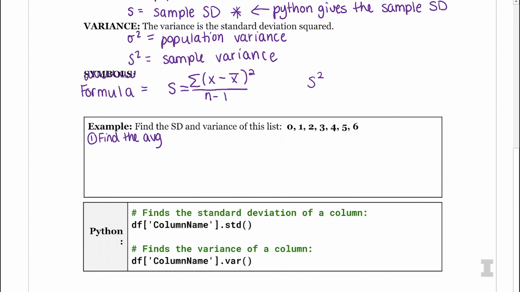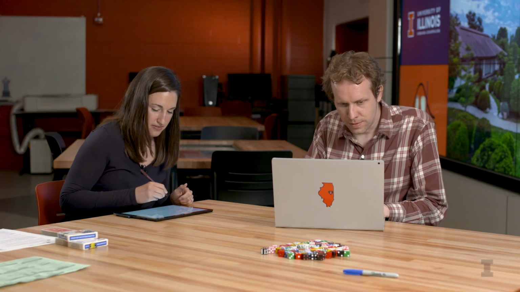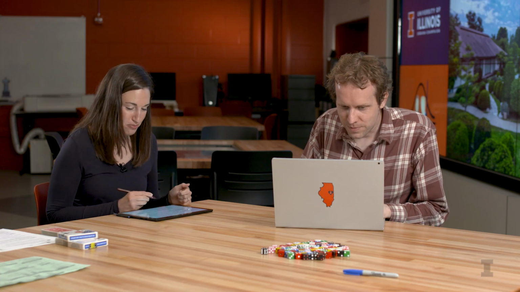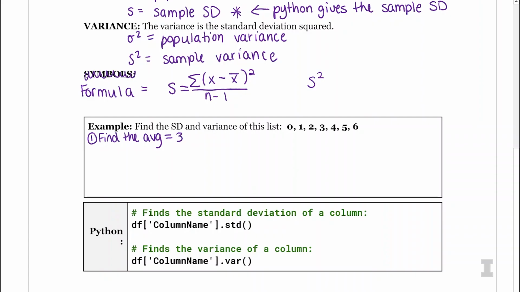So the average of this list of numbers, and our list of numbers, again, is just 0, 1, 2, 3, 4, 5, and 6. So Wade, what do we get as the average? So the average of 1 through 6 is going to be 3.5. That looks good. Including a 0. Oh, including a 0. Actually, I said that looks good, but I think the average should be 3. The average with the 0 included is 3. I missed the 0. I'm so sorry. No worries.